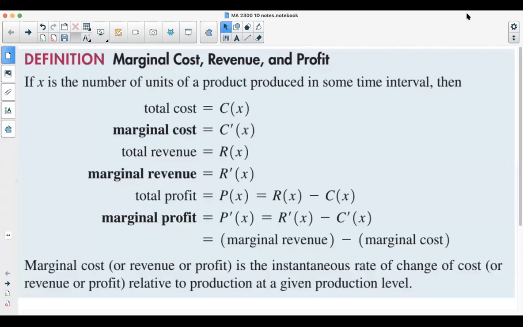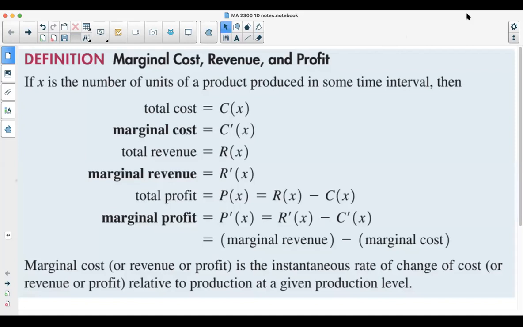Today we're going to talk about something called marginal cost and revenue and then profit. Now, I'm sure you learned about marginal cost, marginal revenue, and marginal profit earlier in other classes. But today we're going to do this from a mathematical perspective.